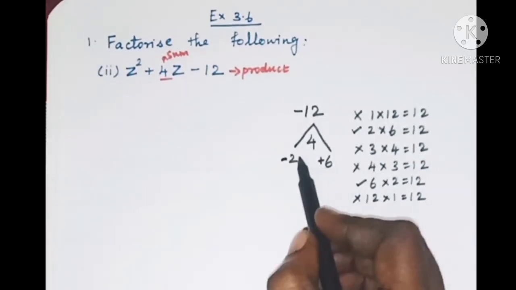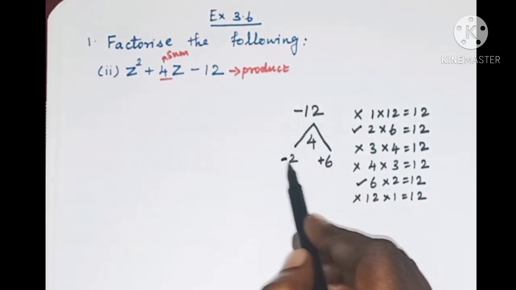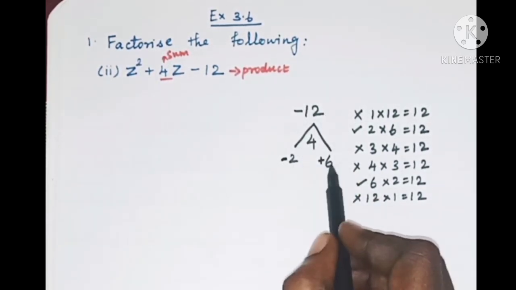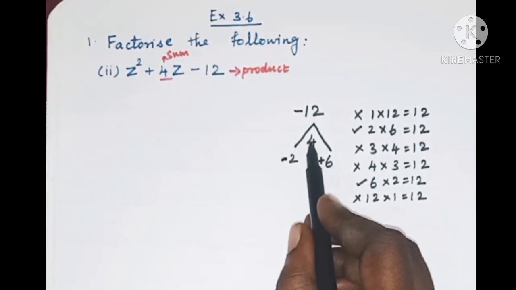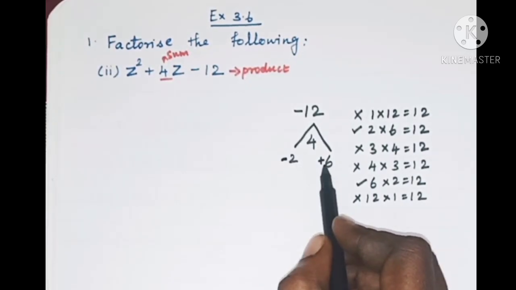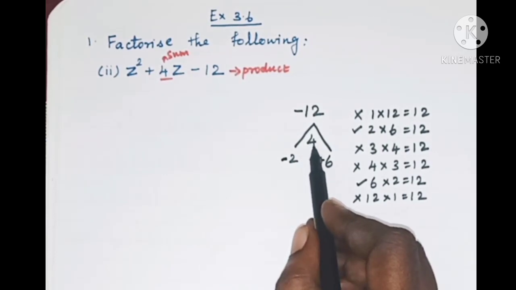Now check. 2 into 6, 12. Minus into plus, minus. Minus 12. 2 sixes are minus 12. And minus 2 plus 6 is plus 4. So subtracting 2 from 6, we get 4.